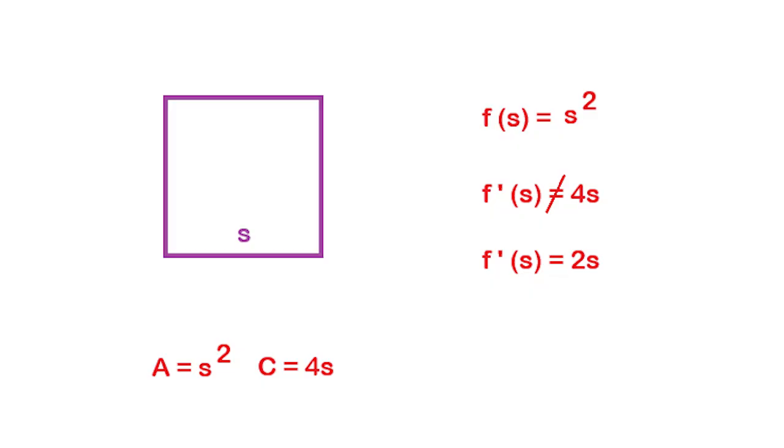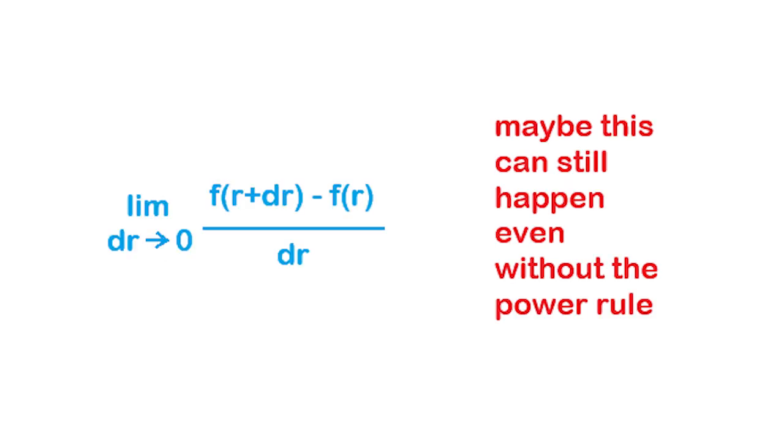Let's take a square with side s. Its area is s squared, and its circumference, or perimeter, is 4s. Now, 4s is clearly not the derivative of s squared if we use our normal power rule of differentiation. 2s would be. But just because something does not obey the power rule of differentiation, does that mean it cannot be a derivative? Can it still fit the formal definition of a derivative?